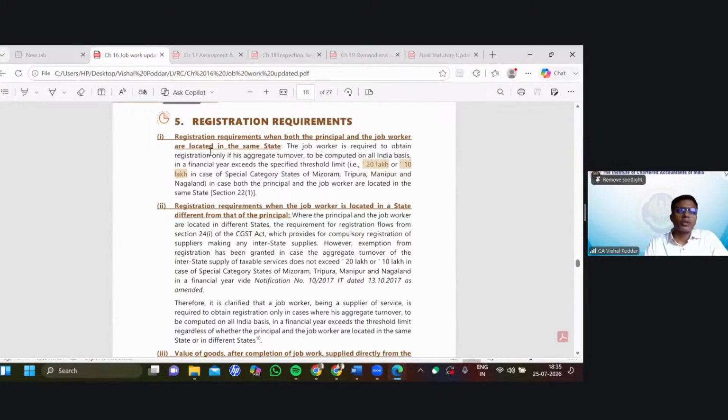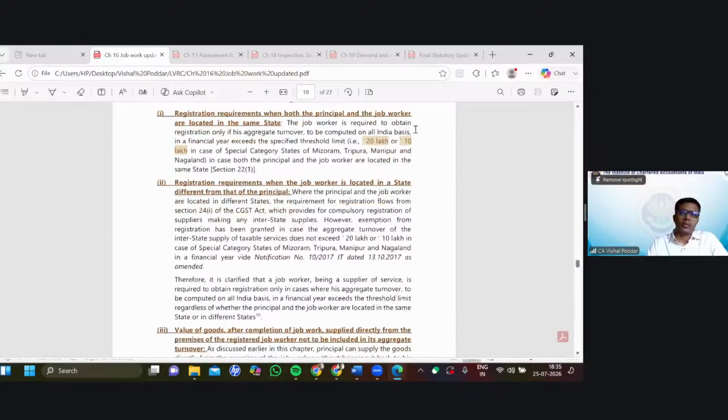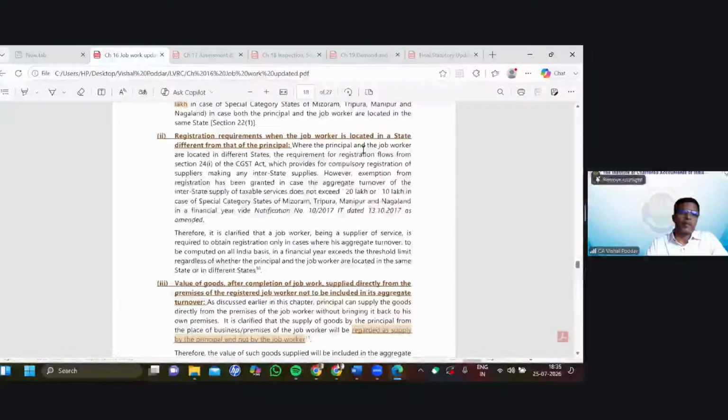Now some more procedural requirements. Registration: when both principal and job worker are located in the same state, the job worker is required to obtain registration only if his aggregate turnover exceeds the threshold applicable to that state.